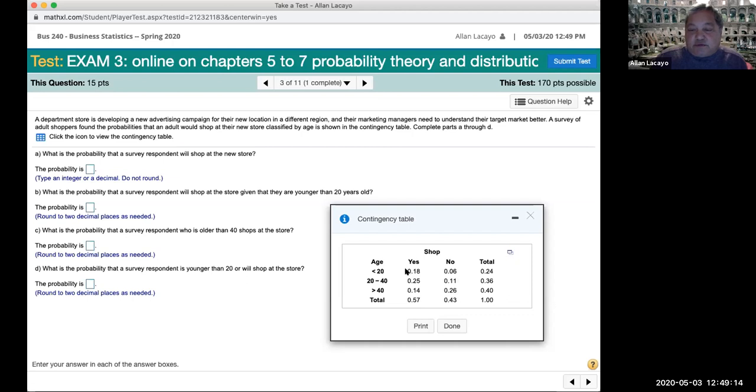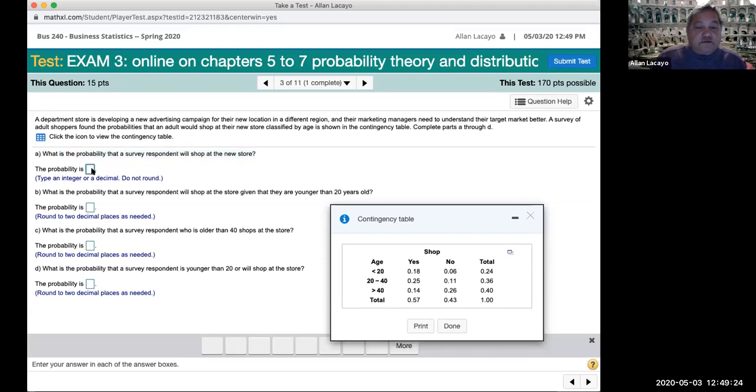And these 6 probabilities are called joint probabilities because they have 2 characteristics. So when it says here, what is the probability that a survey respondent will shop at the new store? This is the probability that the variable shop equals yes. So that's just 0.57.